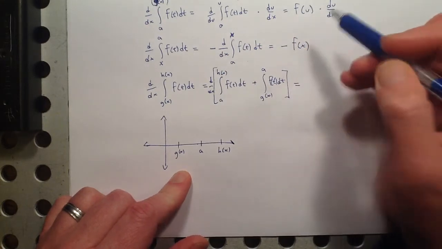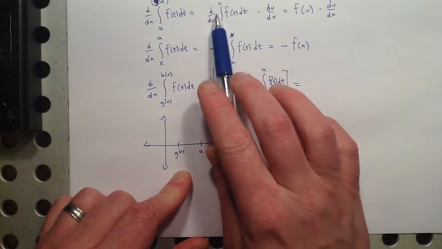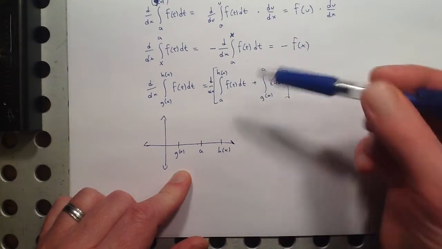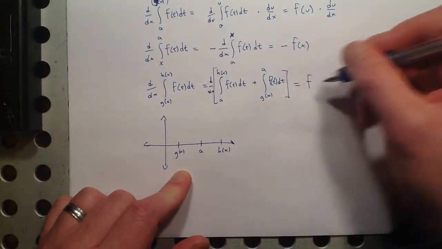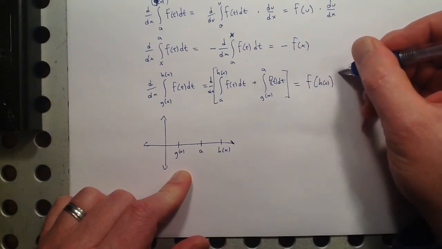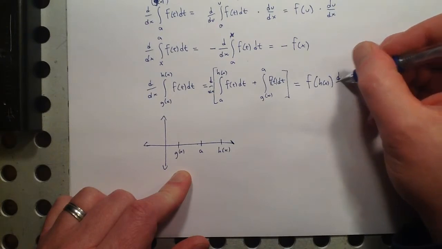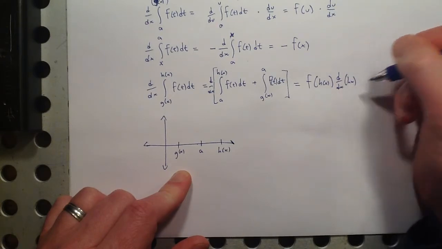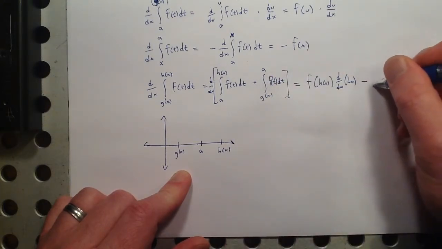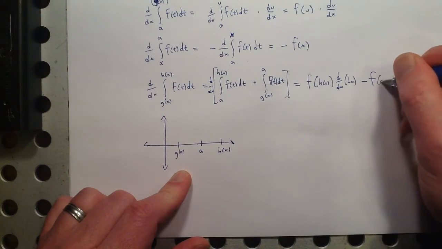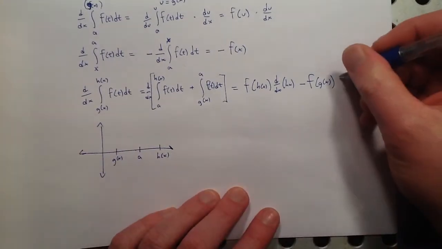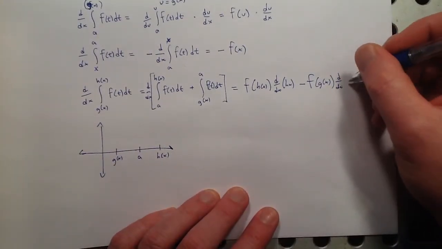So by combining the rules that we have above, this chain rule idea and this idea of being able to switch them, this turns into f of h of x times the derivative of the h of x function. That's just this rule. And then here, these are the wrong way around, so that would just be minus f of g of x times the derivative of the g function.